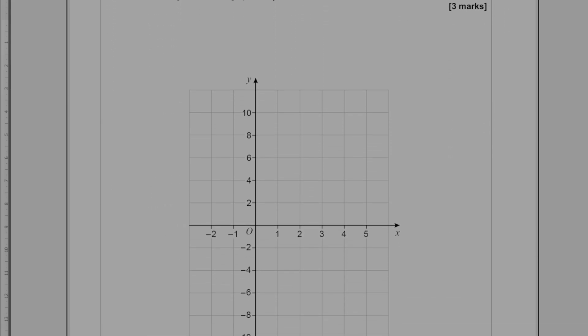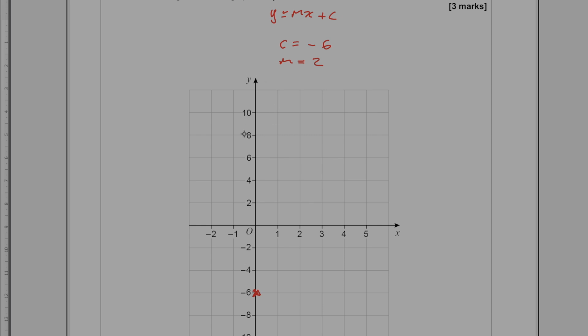Okay, question 14. On the grid, draw the graph of y equals 2x minus 6 for the values of x from -2 up to 5. So if I'm comparing it to y equals mx plus c, the intercept c has got to be -6. So let's look for -6. And then the gradient has got to be equal to 2. So for every 1 across, it's going to go up 2.